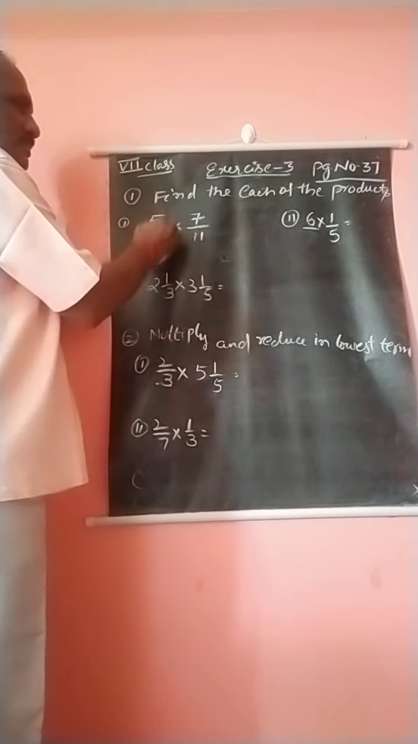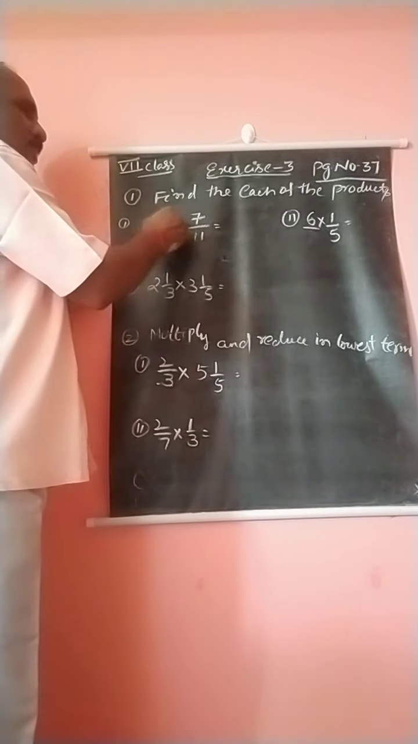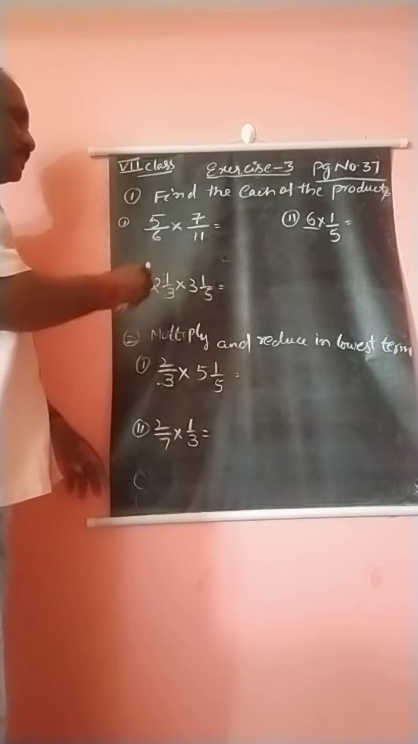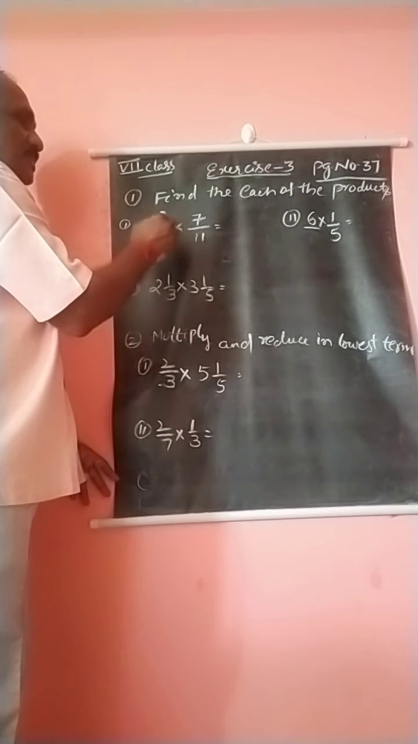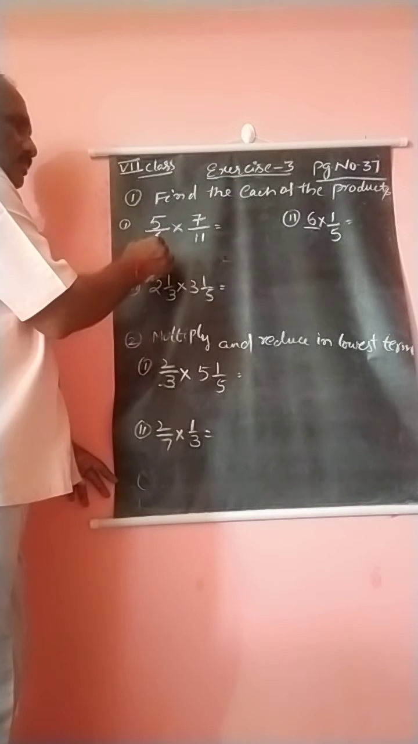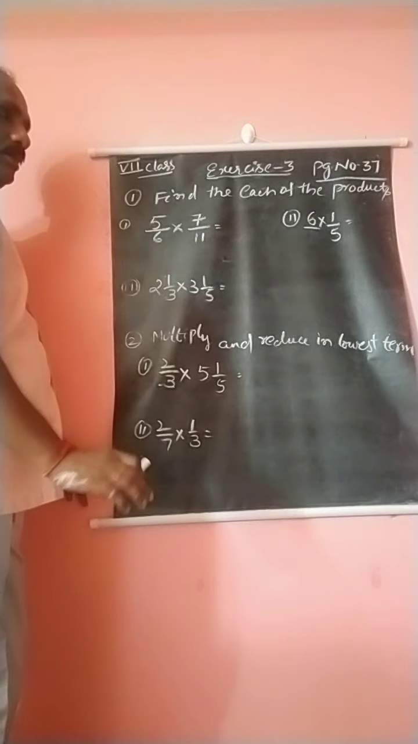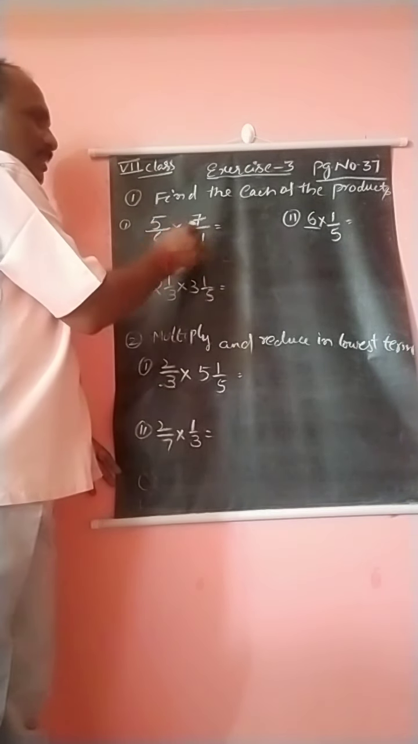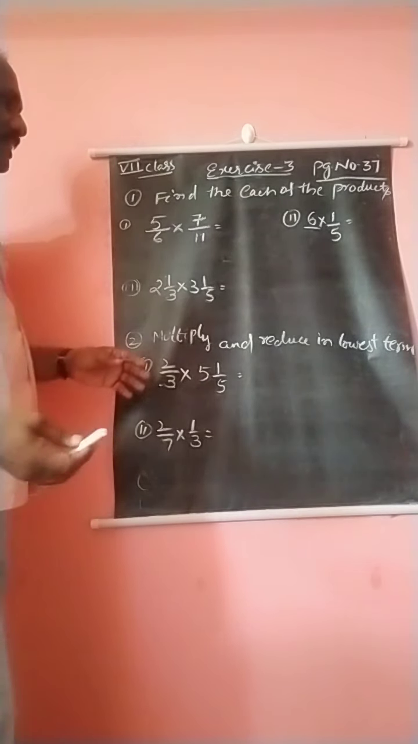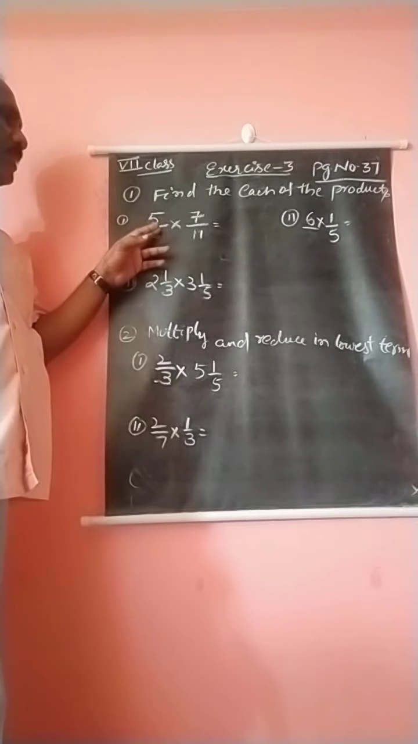Now the first one: 5 by 6 into 7 by 11. Already yesterday in the last class I told you that in multiplication of fractions, first you should see whether there is any cancellation between numerator and denominator. We want to check it. Is there cancellation between 5 and 6, or 7 and 11? No, there won't be any cancellation. 5 and 11, or 7 and 6, also won't cancel. Cancellation means they go in the same table.